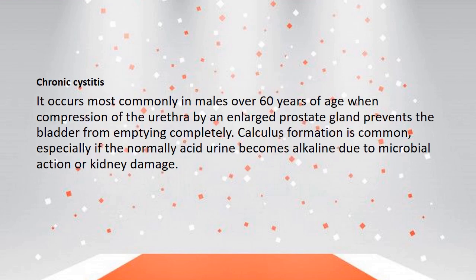So viewers, we want now to talk about chronic cystitis, which means the repeated attack of acute cystitis. It occurs most commonly in males over 60 years of age, when compression of the urethra by an enlarged prostate gland prevents the bladder from emptying completely. Calculus formation is common, especially if the normally acid urine becomes alkaline due to microbial action or kidney damage.